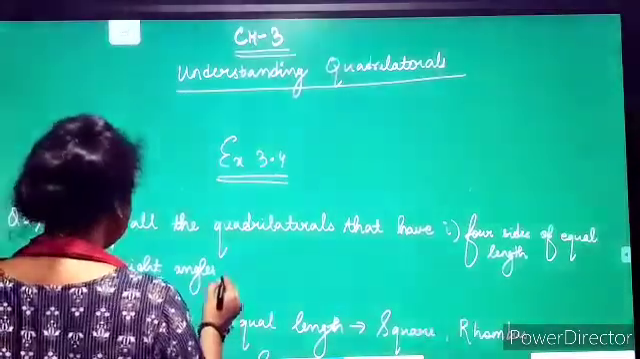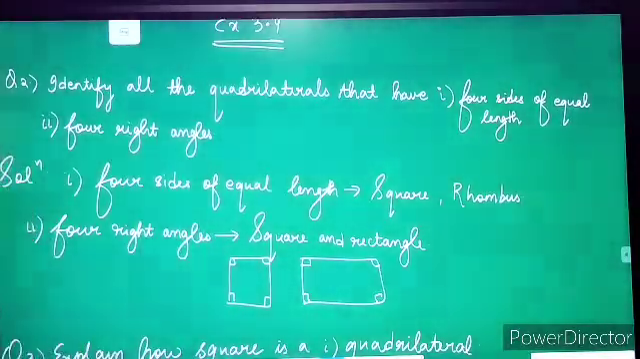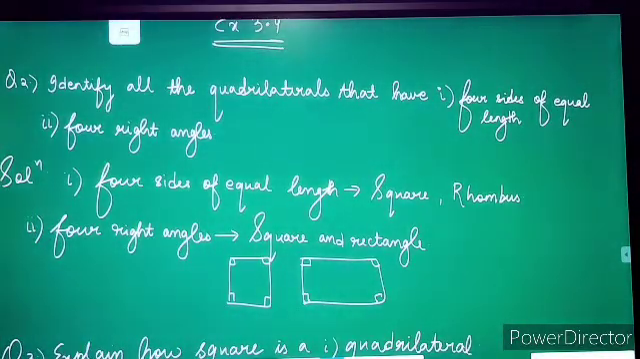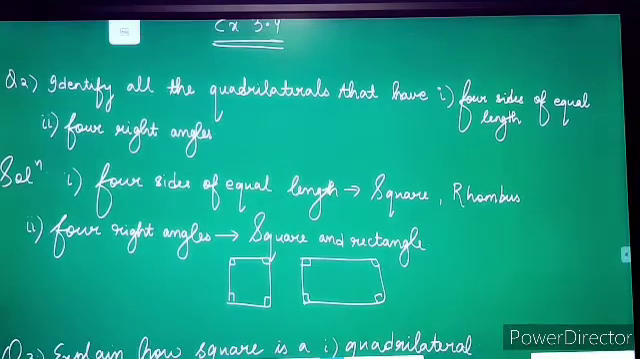Okay, so in the solution, 4 sides of equal length. We have to name a quadrilateral in which all the 4 sides are of equal length. We know such quadrilaterals are square and rhombus. So the answer for the first part has to be square and rhombus.